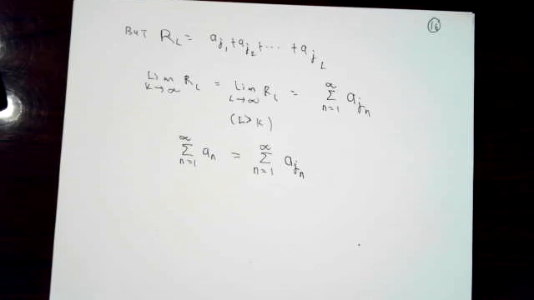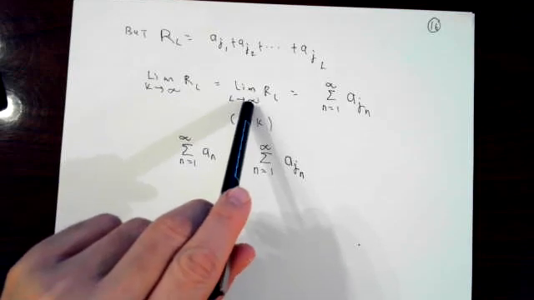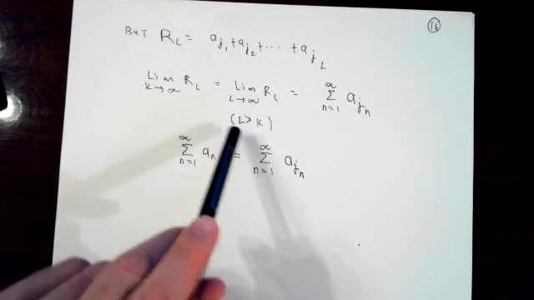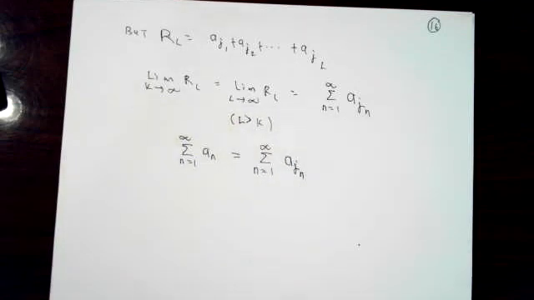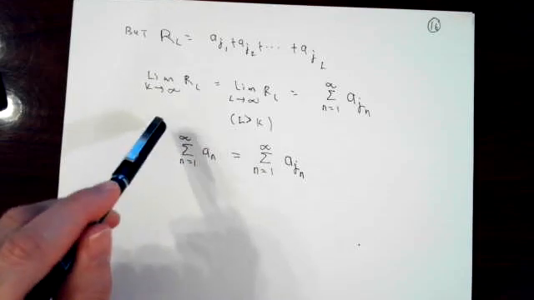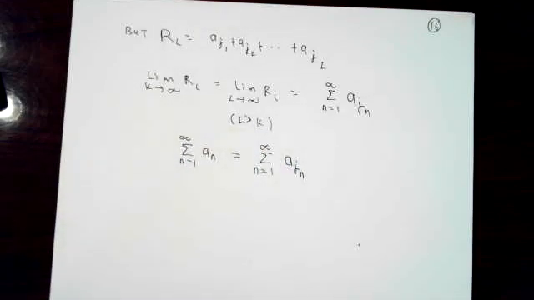But see, RL was AJ1 plus AJ2 out to AJL. If you take the limit as K tends to infinity, that's the same as taking the limit as L tends to infinity, because L is bigger than K, of RL. That would be the sum n equal 1 to infinity of a j number n. And what we have figured out is that the original series and the rearranged series add up to the same thing.